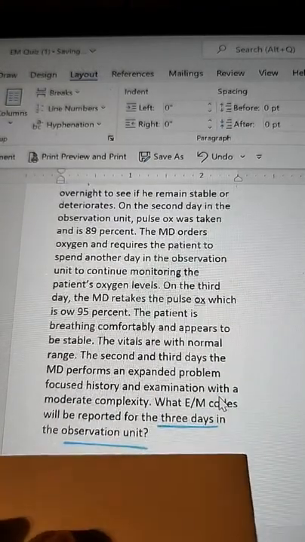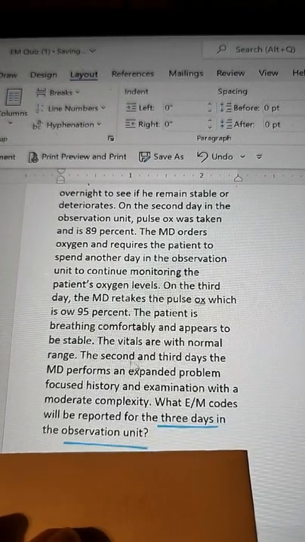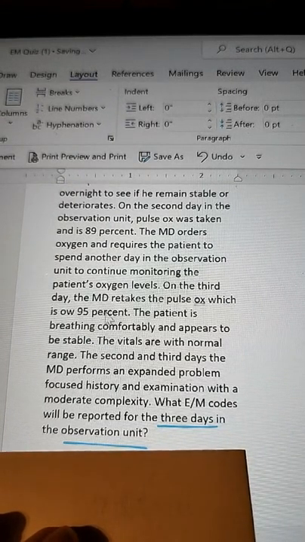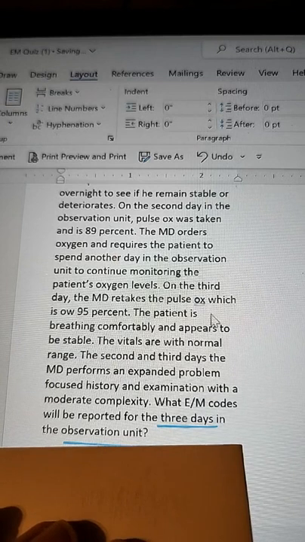So I'm just going to come back down here to the bottom and see if they ever said anything about discharging anybody. I don't see nothing.